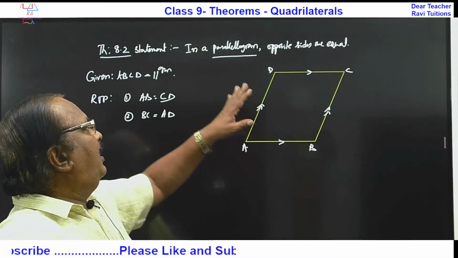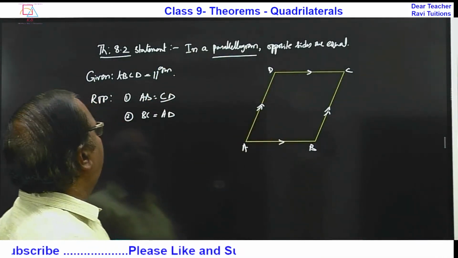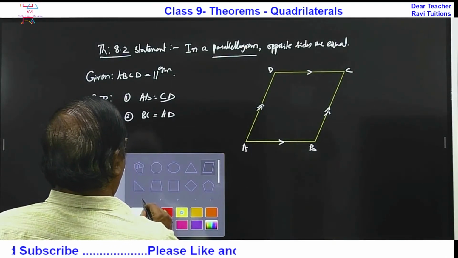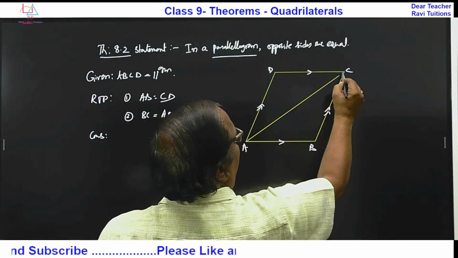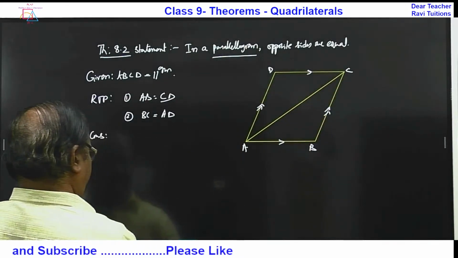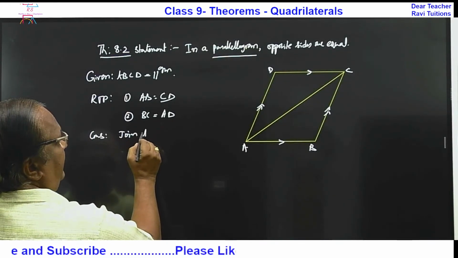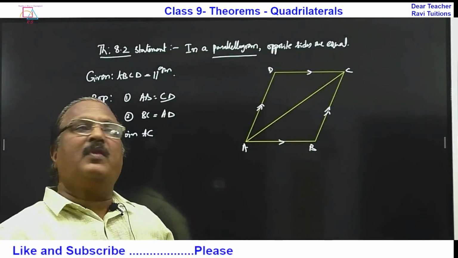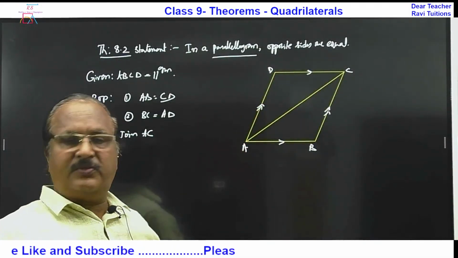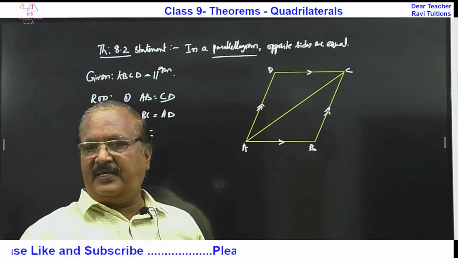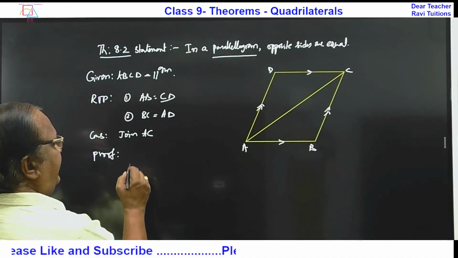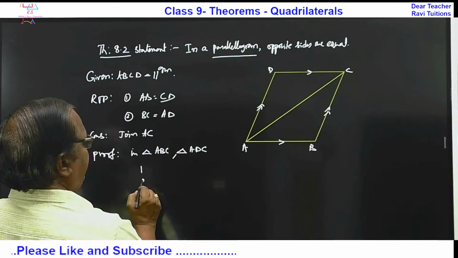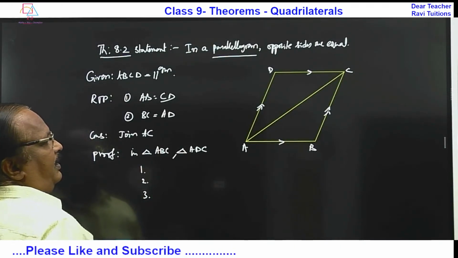So we have to prove opposite sides are equal. For this, let us take a construction. Construction means you have to join the diagonal. Join the diagonal AC. Now let us go to the proof. Prove these two triangles congruent, and from that you will get corresponding parts equal. We have already learned how to prove these two triangles congruent, so accordingly you prove it. For that, in triangles ABC and ADC, list out the three properties.